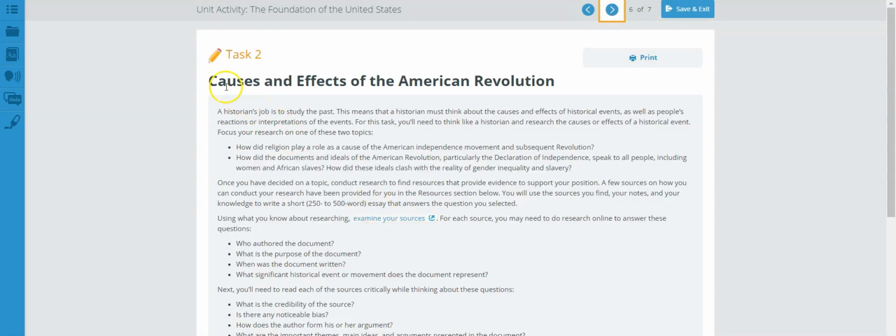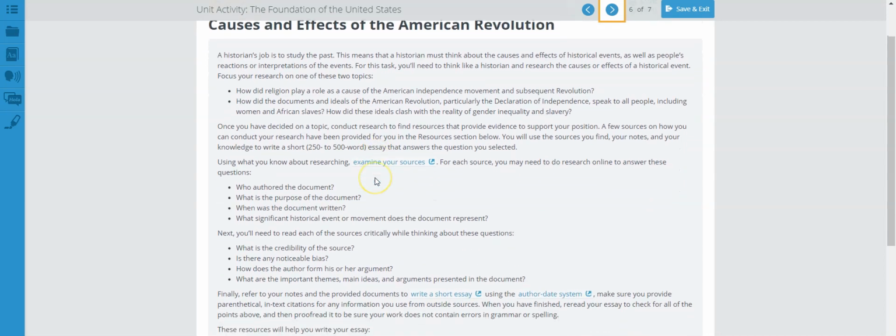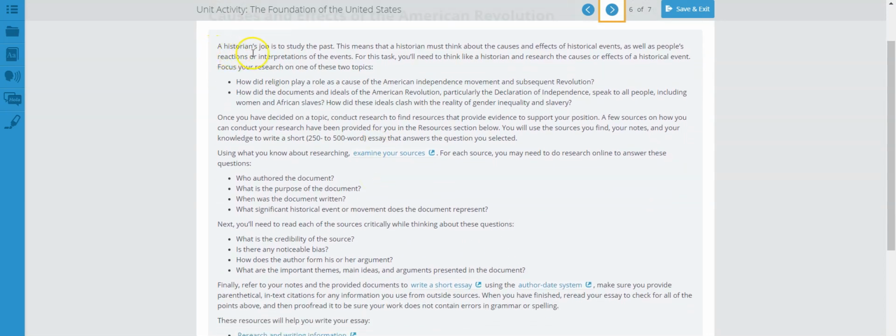Task 2. Causes and effects of the American Revolution. And let's read what it's asking you to do here. A historian's job is to study the past. This means that a historian must think about the causes and effects of historical events, as well as people's reactions or interpretations of the event. For this task, you'll need to think like a historian and research the causes or effect of historical events. Focus your research on one of these two steps, or topics in this case.